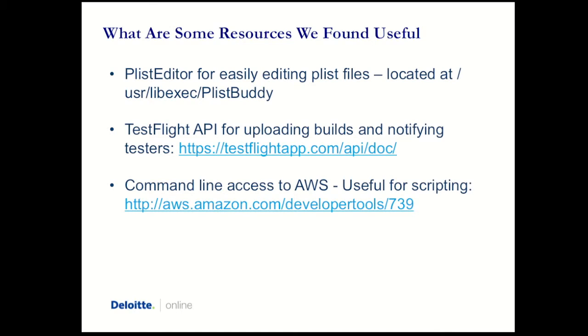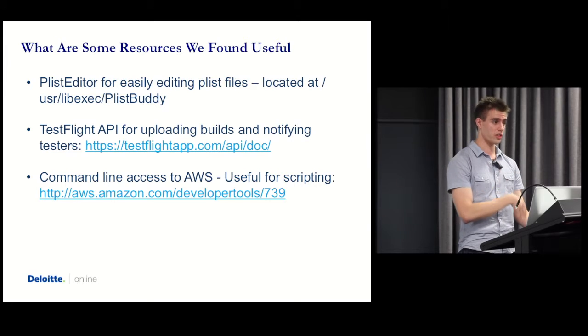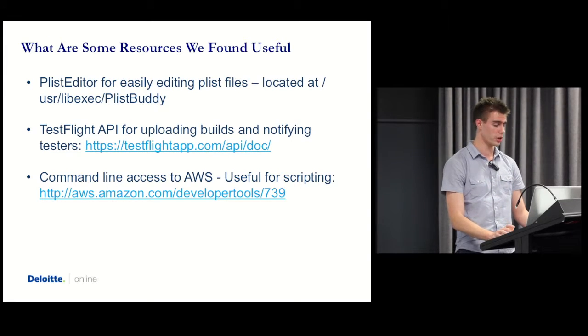That's all right. Basically, you can upload the IPA. You can also send a command to let them know if you want to notify the testers or not. So it can be a silent upload, or you can ping everyone to let them know, hey, there's a new build going on. Command line access to AWS, which we found really, really useful, is at that URL, which you'll be able to get from the Cocoaheads website when this goes up.